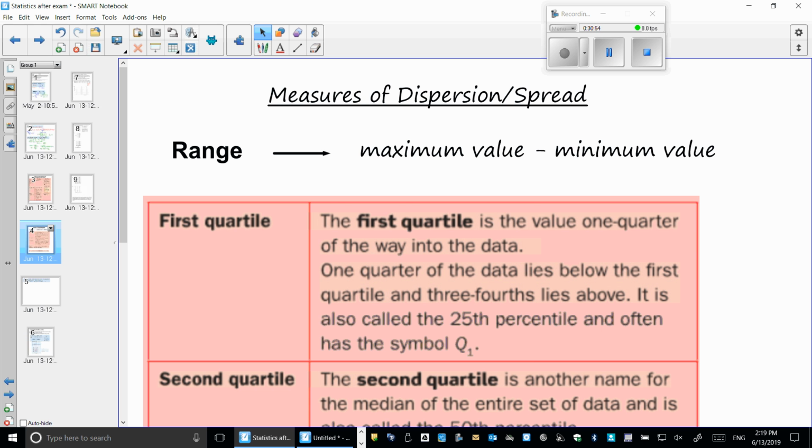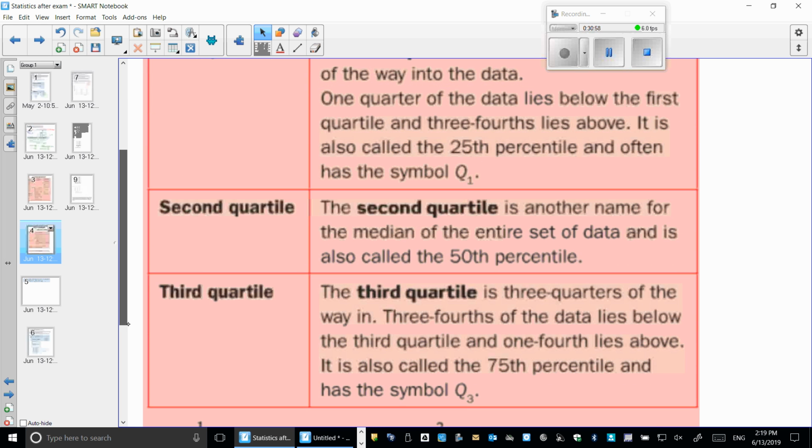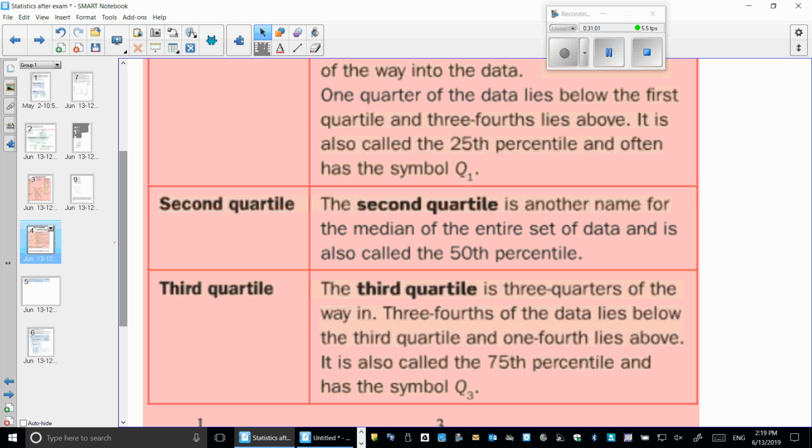Quartiles. Have you heard of quartiles before? No. Okay, so it does cut things into quarters. Yeah, it cuts them into quarters, hence quartiles. Right, we will start looking at this next method.